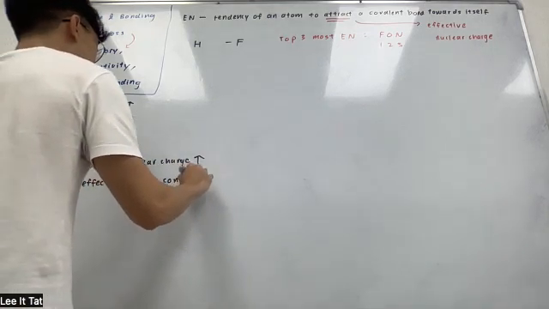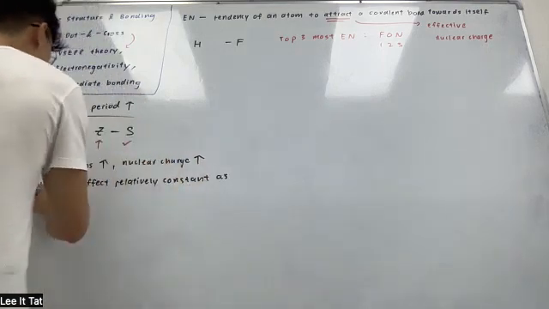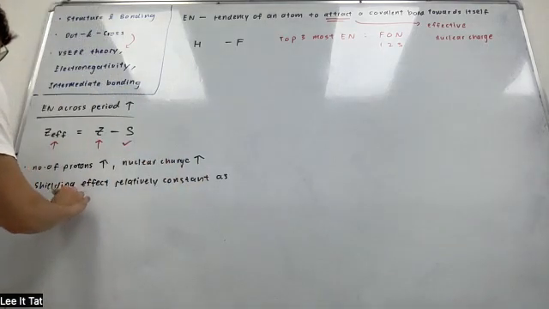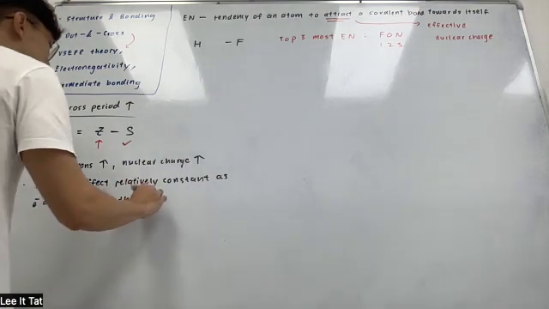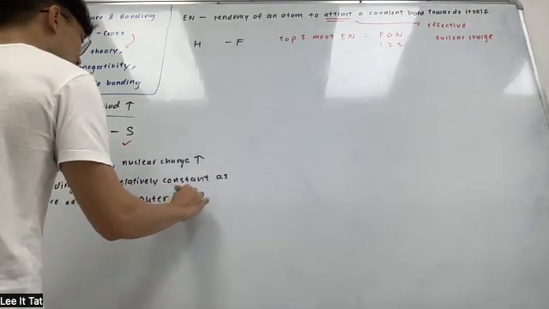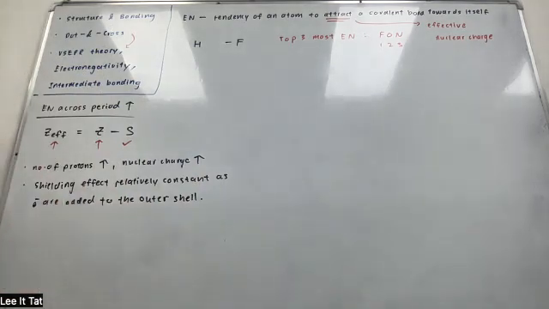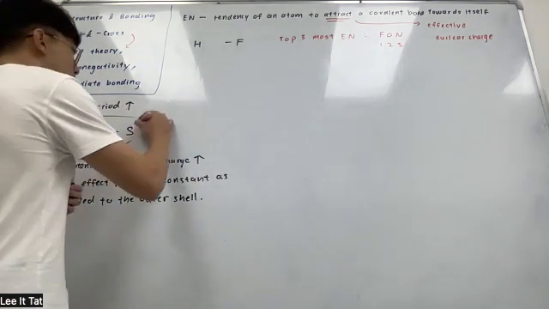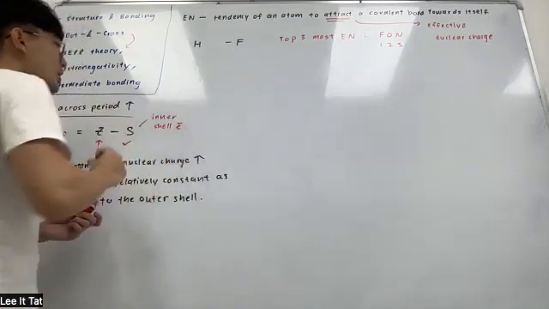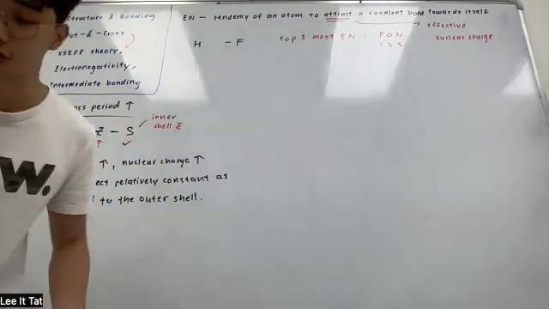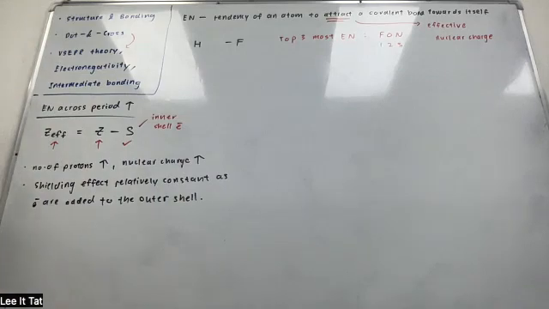Okay, because electrons are added to the outer shell. Now, if electrons are added to the outer shell, that means the inner shell is not affected. Remember, shielding effect is dependent on the number of inner shell electrons. The more inner shell electrons you have, the stronger the shielding. Okay?